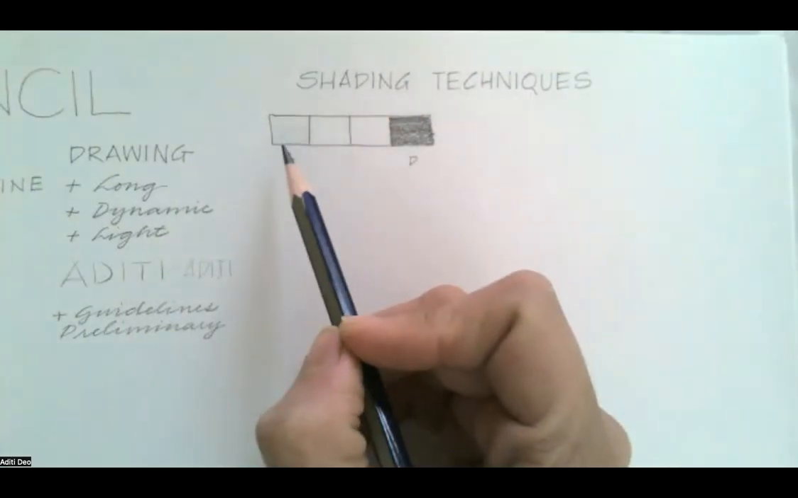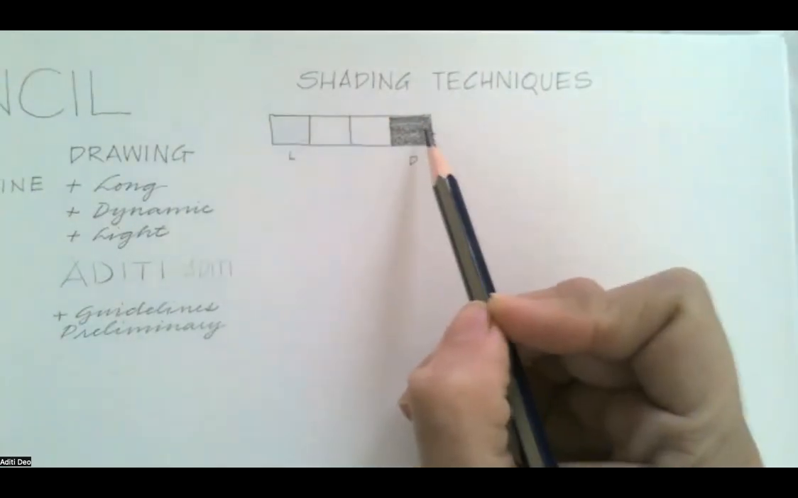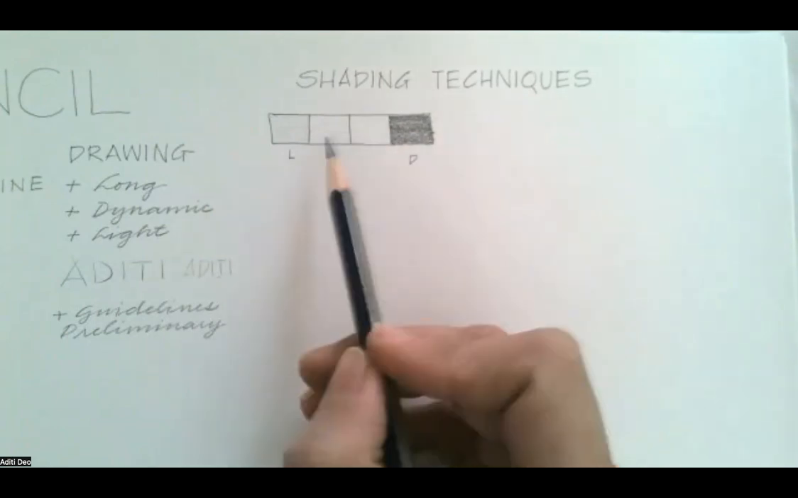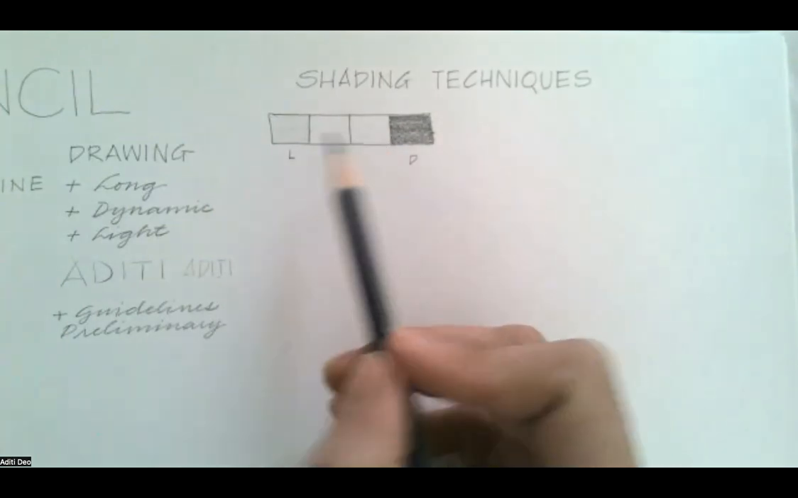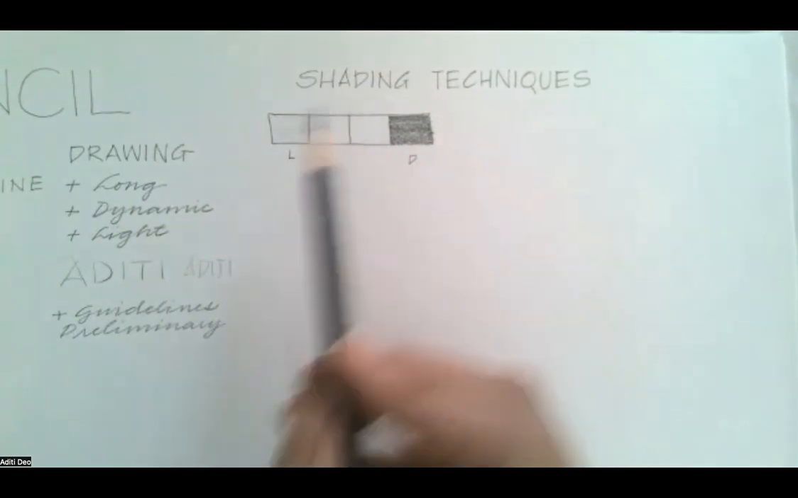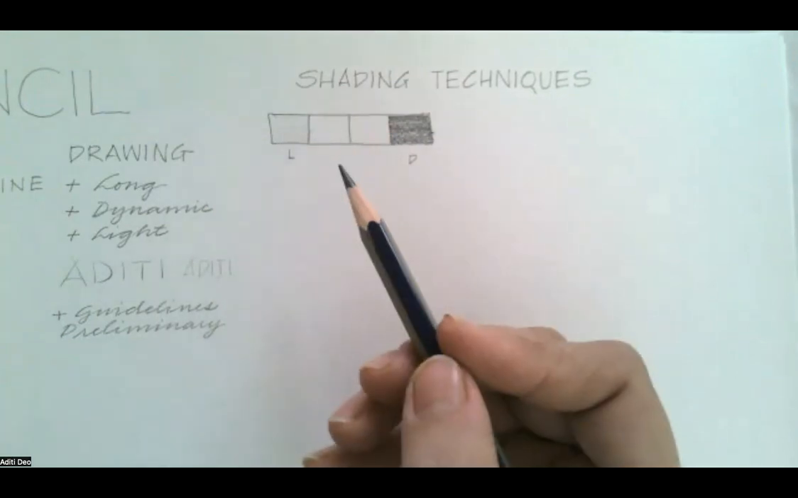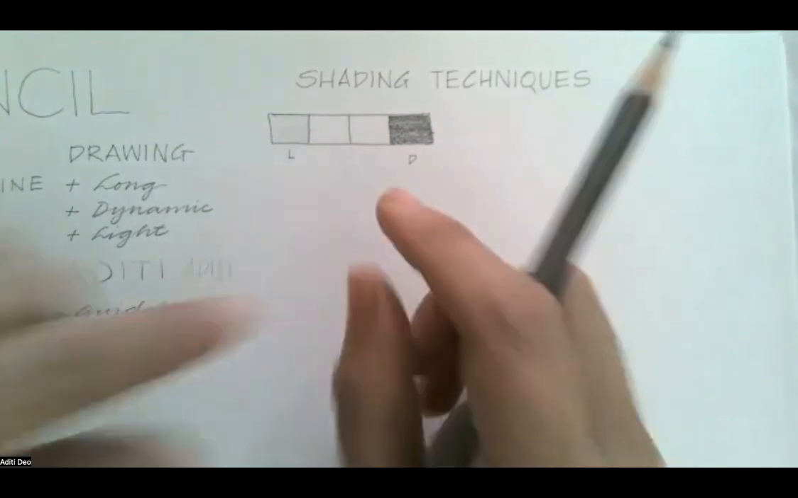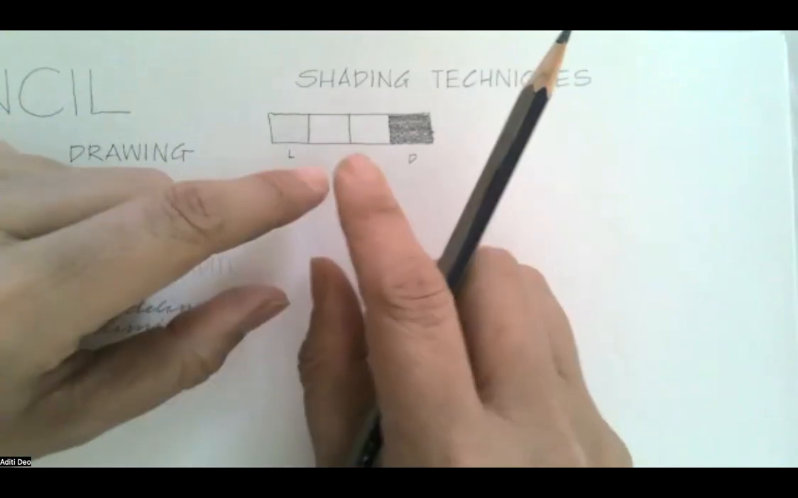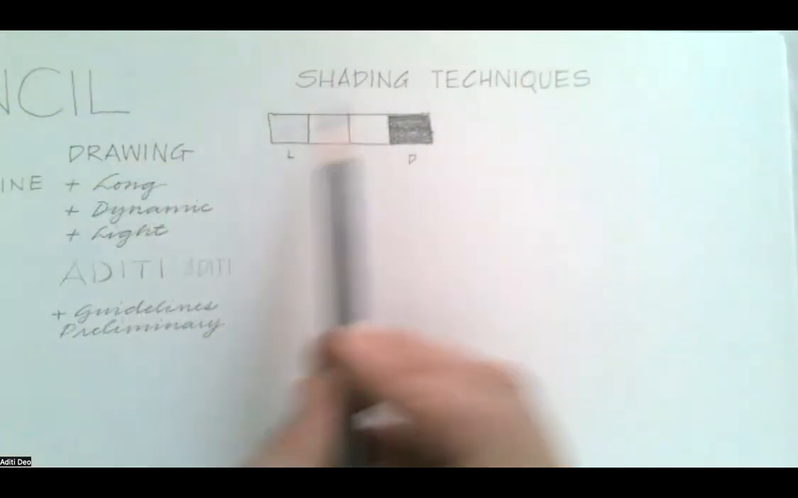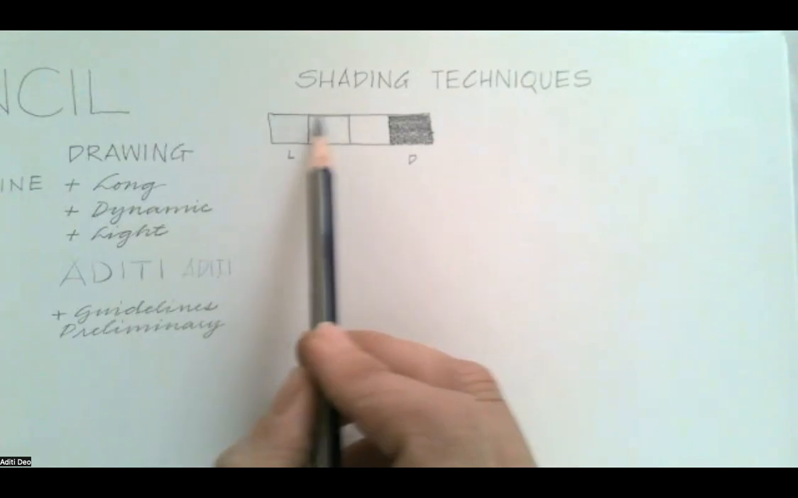Now we know how light we can get and how dark we can get. So now we have these 2 boxes in between them, in which we are going to try and see whether we can modulate our pressure, but keep it constant at a particular pressure so that we get 2 medium shades.